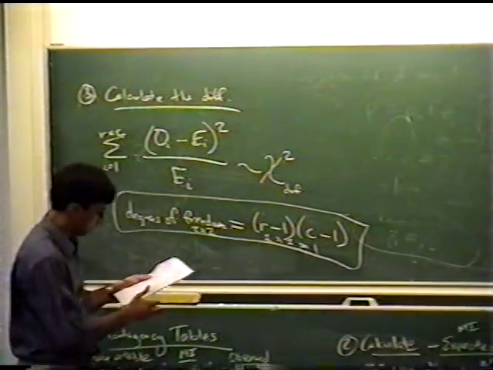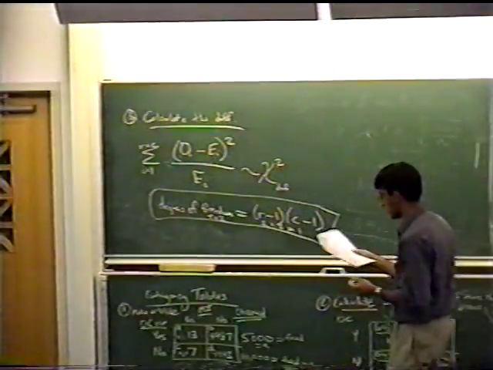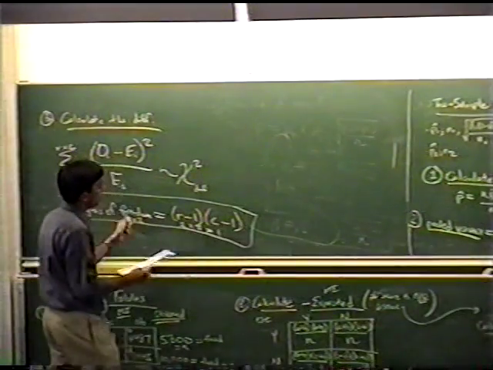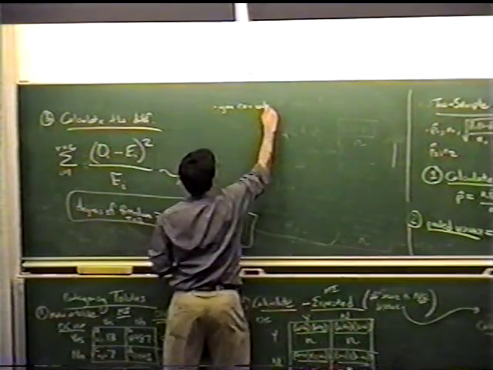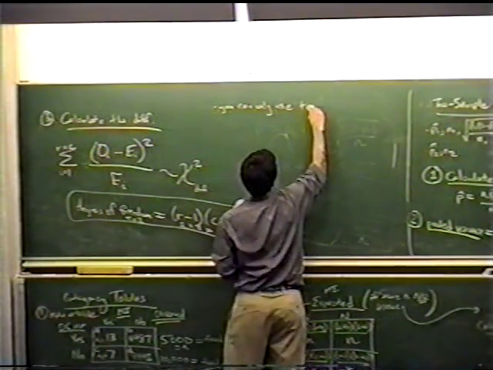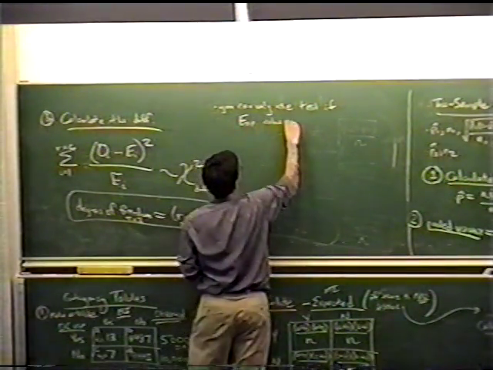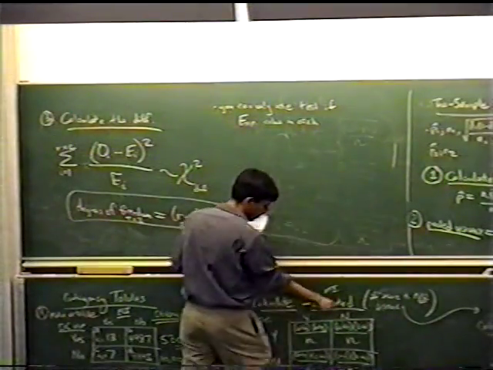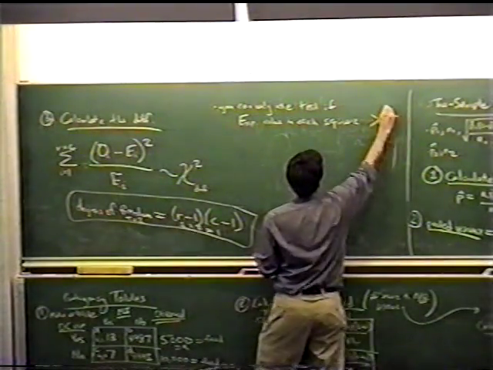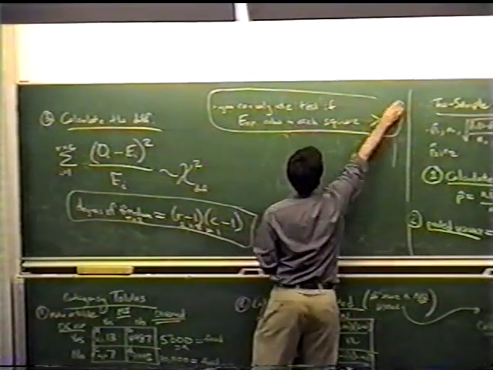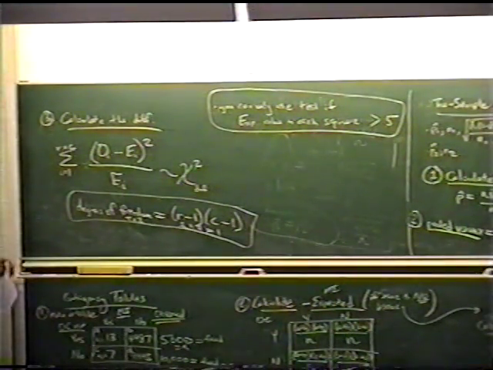A couple of things that we need to add to this before we carry out our example: one, you can only use this test if the expected value in each square here is greater than 5. Again, we're assuming underlying normality. That's the reason for that.